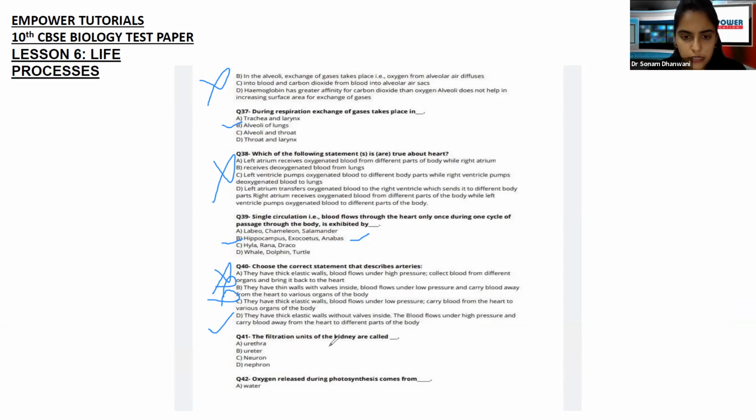The filtration units of kidneys are called, what is the filtration unit of the kidney called? It is called the nephron. What is a neuron? A neuron is the unit of the brain, the nerve cells, that is a neuron. Oxygen released during photosynthesis comes from, the oxygen that is released in photosynthesis, where does it come from?